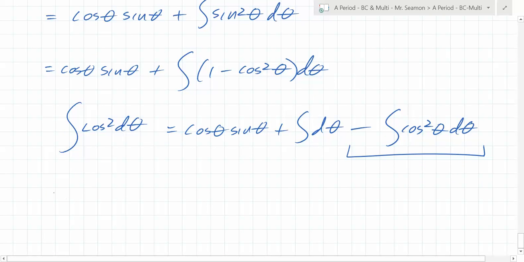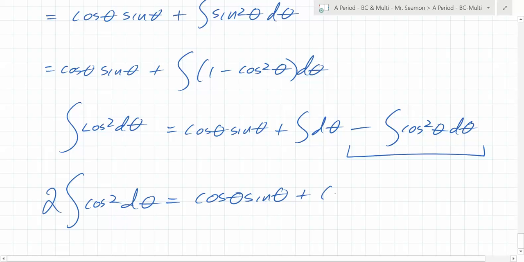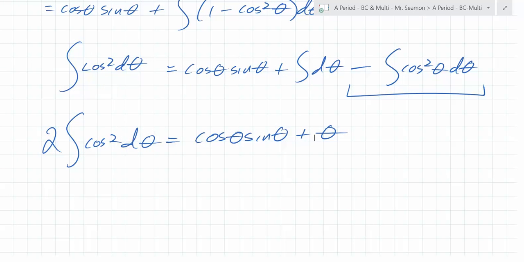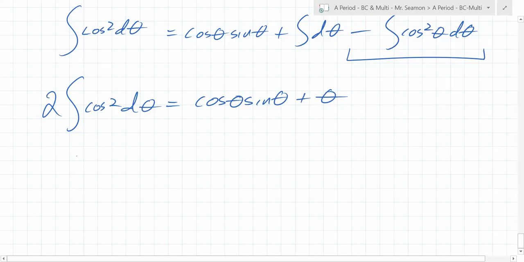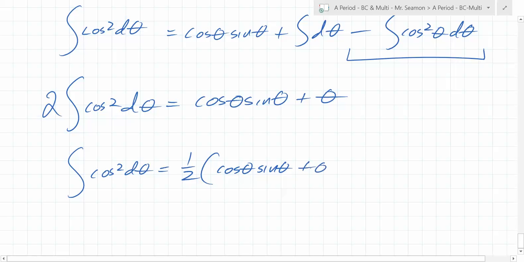The integral of cosine squared. So you end up with 2 times the integral of cosine squared d theta is equal to cosine theta sine theta plus theta. Oh, we have 2 of them, so what do we divide both sides by? So you end up with the integral of cosine squared theta d theta is equal to 1/2 of cosine theta sine theta plus theta. That's called a cool trick. It's a really cool trick.